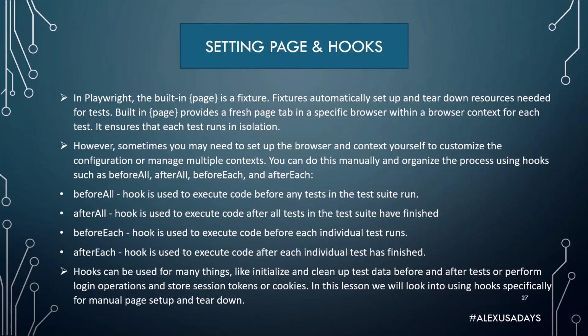However, sometimes you may need to set up the browser and context yourself to customize the configuration or manage multiple contexts. You can do this manually and organize the process using hooks such as beforeAll, afterAll, beforeEach, and afterEach. The beforeAll hook is used to execute code before any test in the test suite runs. The afterAll hook is used to execute code after all tests in the test suite have finished. The beforeEach hook is used to execute code before each individual test run. And the afterEach hook is used to execute code after each individual test has finished.